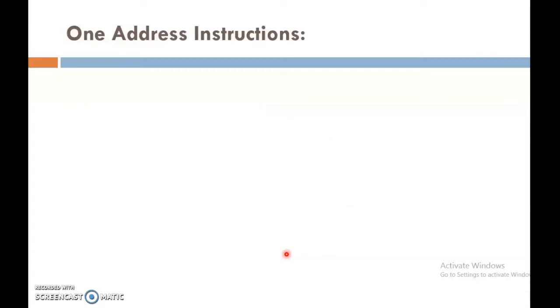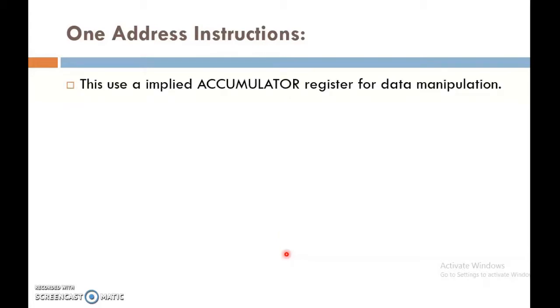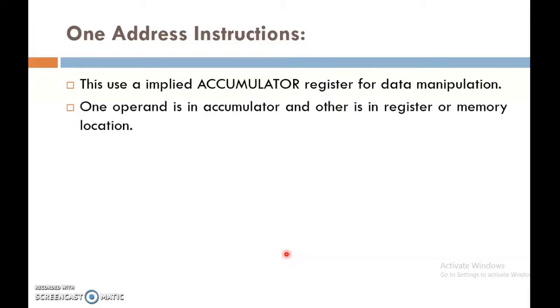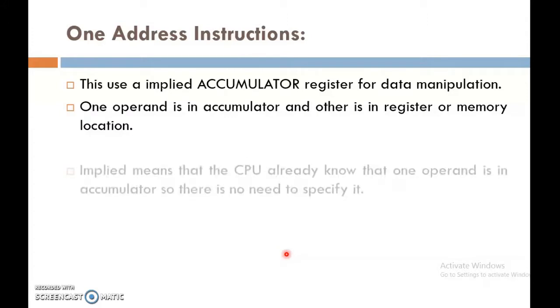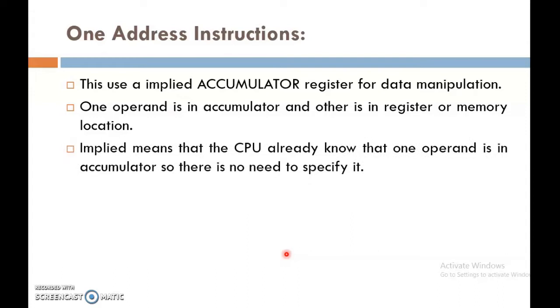Now let's see another type of instruction, that is 1 address instruction. This type of instructions uses an implied accumulator register for data manipulations. One operand is in accumulator and other is in the register or memory location. The implied mode means that the CPU already knows that one operand is in the accumulator register. So there is no need to specify the another operand.